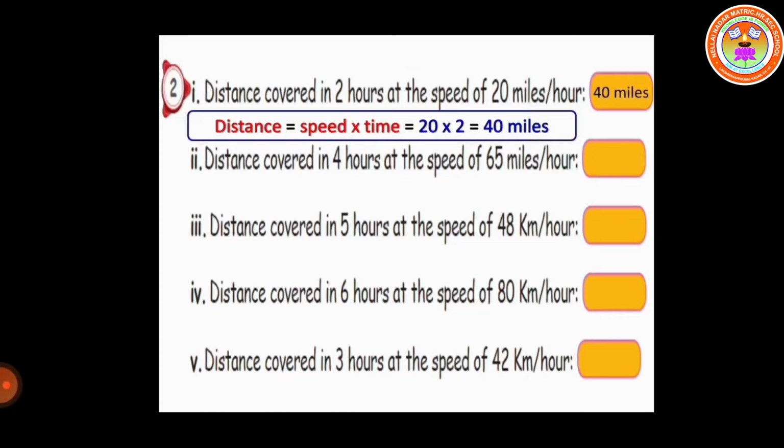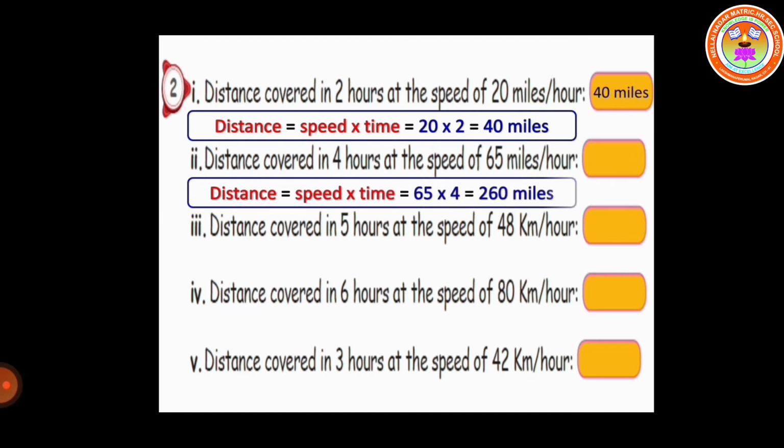Second one. Distance covered in 4 hours at the speed of 65 miles per hour. So here unit given miles. Distance formula speed into time. Equal to 65 into 4 is equal to 260 miles.